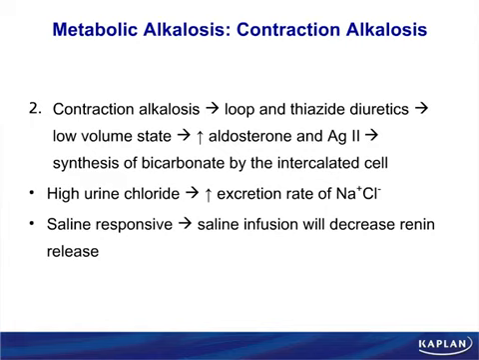This time, you will see a high urine chloride because you will see an increase in the excretion rate of sodium chloride. So the test that tells you the difference between vomiting and patients that are using diuretics is the urine chloride. Here you will see a high urine chloride. That's an important point. These patients are also saline responsive. This is a low volume issue. Giving a saline infusion will replace the volume, shut down renin secretion, and shut off the RAS system, and that will correct the metabolic alkalosis.